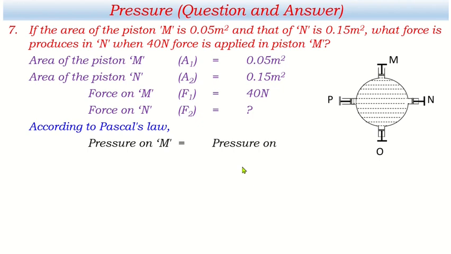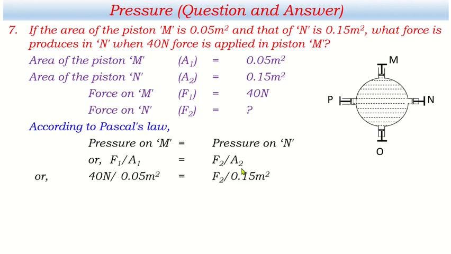According to Pascal's law, pressure on M is equal to pressure on N. So we have an equation: pressure exerted by piston M, F1 by A1, is equal to pressure received by piston N, F2 by A2. Now taking the values, F1 is 40 Newton, A1 is 0.05 meter square, F2 we have to calculate, and 0.15 meter square is the area A2, I mean to say the area of the piston N.